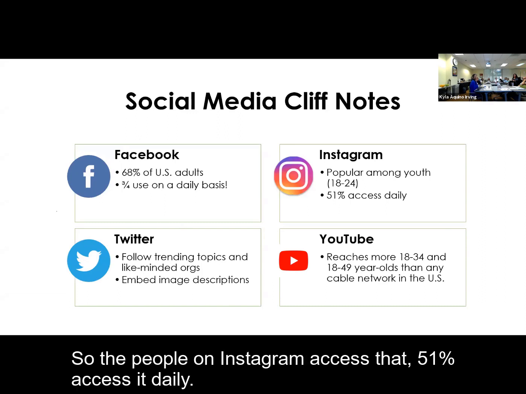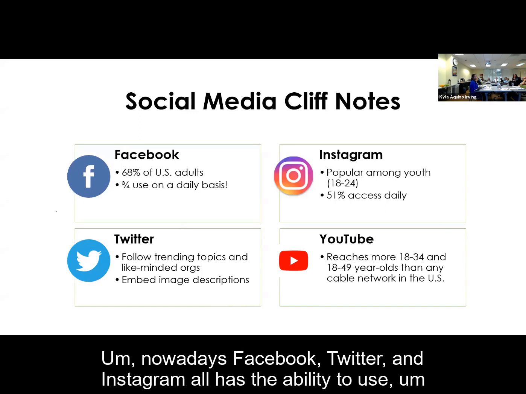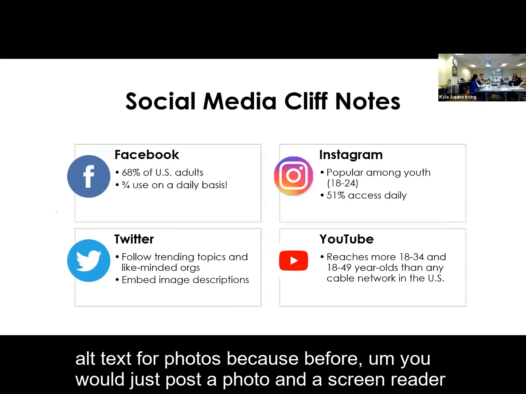So the people on Instagram access that, 51% access it daily. And then Twitter is a great way to follow trending topics and like-minded organizations. Nowadays, Facebook, Twitter, and Instagram all have the ability to use alt text for photos.